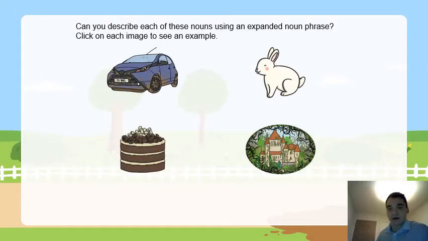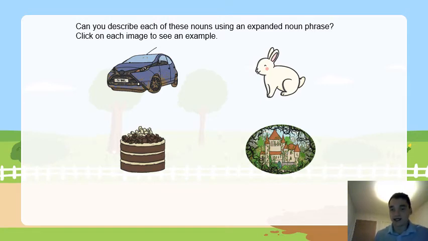So, can you describe each of these nouns using an expanded noun phrase? A noun is an object, place, thing, or idea. So in these cases, our nouns are a car, a rabbit, a cake, and a castle. What an expanded noun phrase is, is a noun phrase. Now remember, a phrase is just a group of words. So a car, that's 2 words, that's a phrase. The car, 2 words, that's a phrase. Car is a word, the is a word.